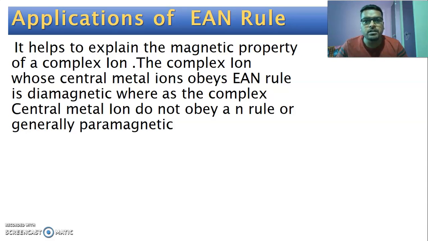Applications of effective atomic number. As I told in the beginning, this EAN rule helps to predict the magnetic properties of a complex. If any complex obeys the EAN rule, it is diamagnetic. If it does not obey the EAN rule, it is paramagnetic.